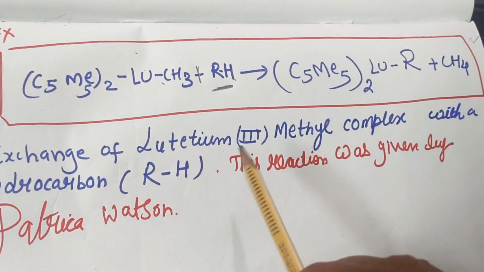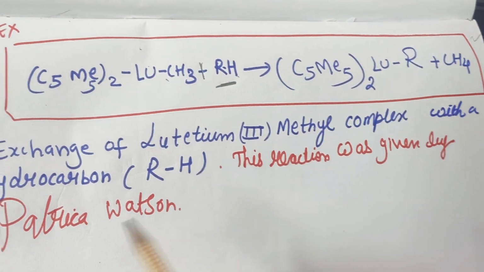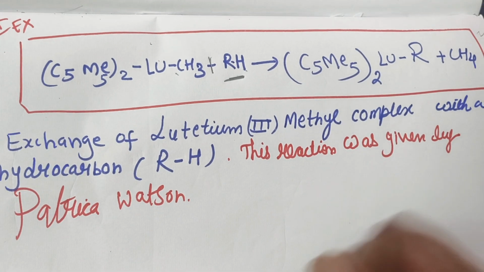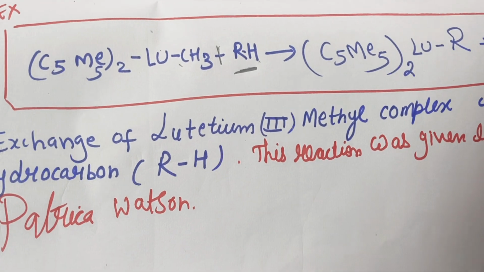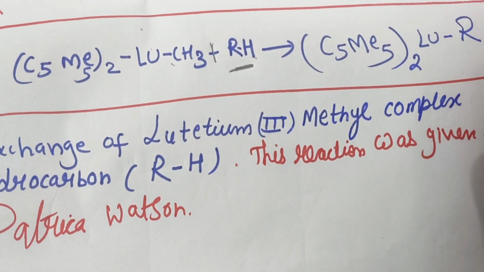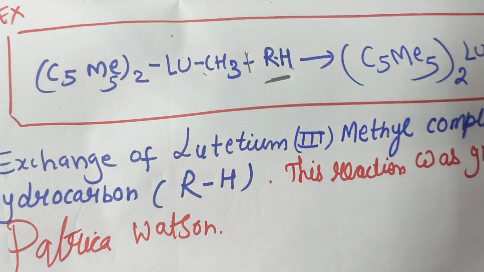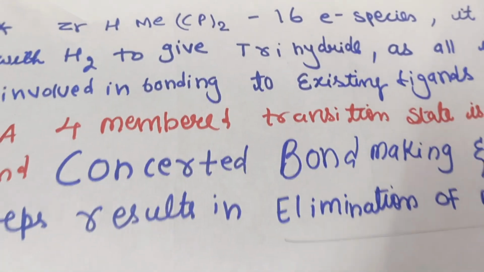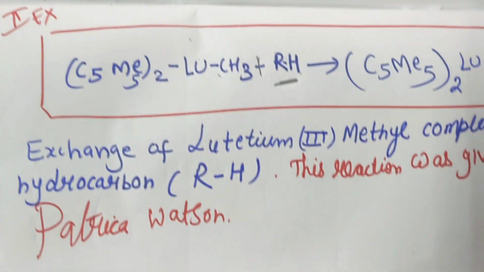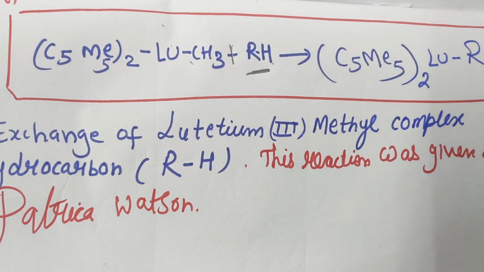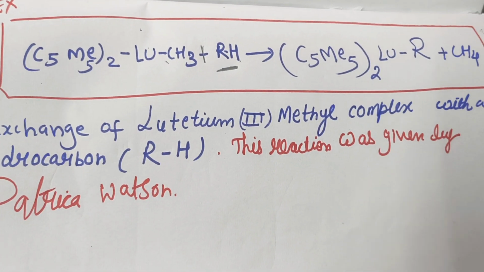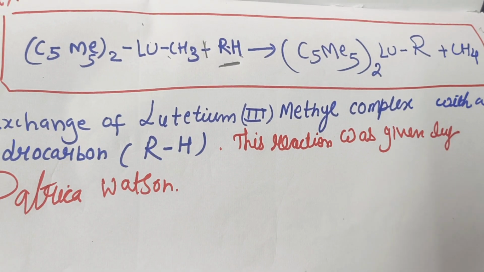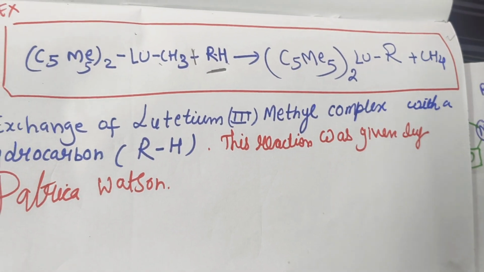So here the exchange of the lutetium methyl complexes with a hydrocarbon, this reaction was first given by Patricia Watson. So these are the two examples which you can give if sigma bond metathesis comes in exams. Hope you understand the mechanism. It means sigma bond metathesis means one of the sigma bonds of the metal ligand will break down and another sigma bond will form with the coming hydrocarbon or any other species.